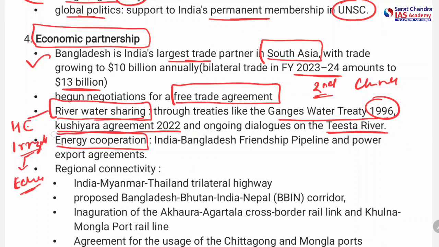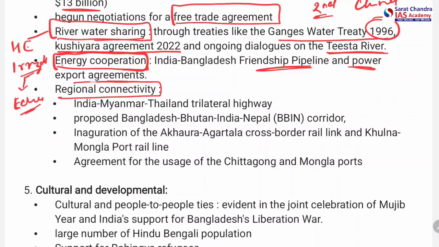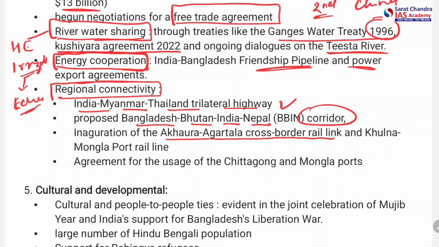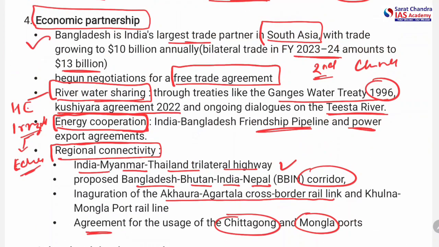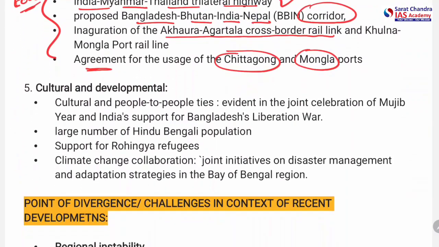Next is energy cooperation. India and Bangladesh have the friendship pipeline as well as power export agreements to support each other's countries and have an energy relationship with each other. Then for regional connectivity, as we saw in the map, the India-Myanmar-Thailand trilateral highway is important. Then the Bangladesh, Bhutan, India, Nepal corridor. Then the inauguration of the Akhaura-Agartala cross-border rail link, as we saw in the map. Then the agreement on the use of Mongla port and Chittagong port. These are the important pillars of the economic relationship between India and Bangladesh.